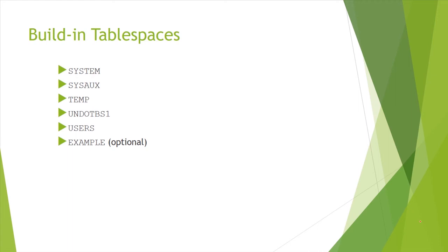SYSAUX tablespace, or auxiliary tablespace to the SYSTEM tablespace. The auxiliary tablespace stores tables related to some components. For example, if you are enabling Oracle Database Vault, the Oracle Database Vault tables and indexes are stored in the SYSAUX tablespace. If you have, for example, an 11g database and you enable Oracle Enterprise Manager, the Oracle Enterprise Manager data and tables are also stored in the SYSAUX tablespace. So it is an auxiliary tablespace to the SYSTEM tablespace.